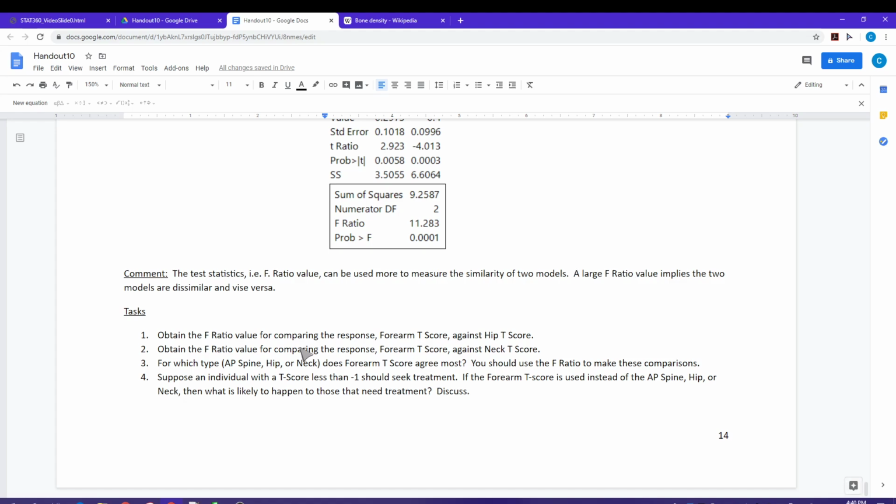Okay, there's some tasks here at the bottom of page 14. If you want to just kind of work through those, that'll get you accustomed to creating these things and putting them into practice a little bit. So for which type of t-score coming from spine, hip, or neck, which one does the forearm tend to agree with most?